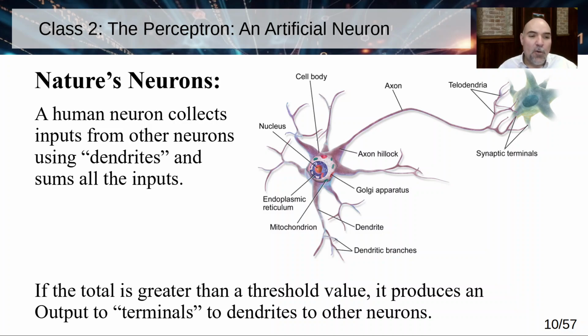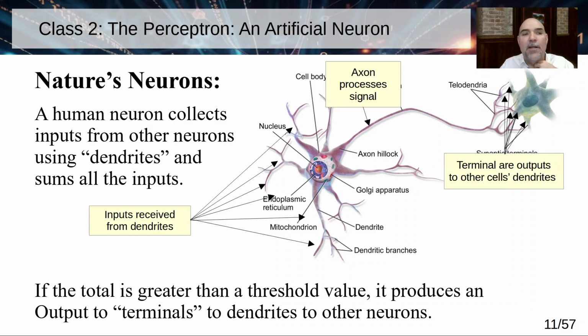So the idea is if the total of that input is greater than some threshold, it produces an output to the synaptic terminals over here, which connect to other neurons. So not particularly complex. In other words, gathering inputs, summing them together. If it exceeds a threshold, it fires an output, which goes through those little branches to other neurons.